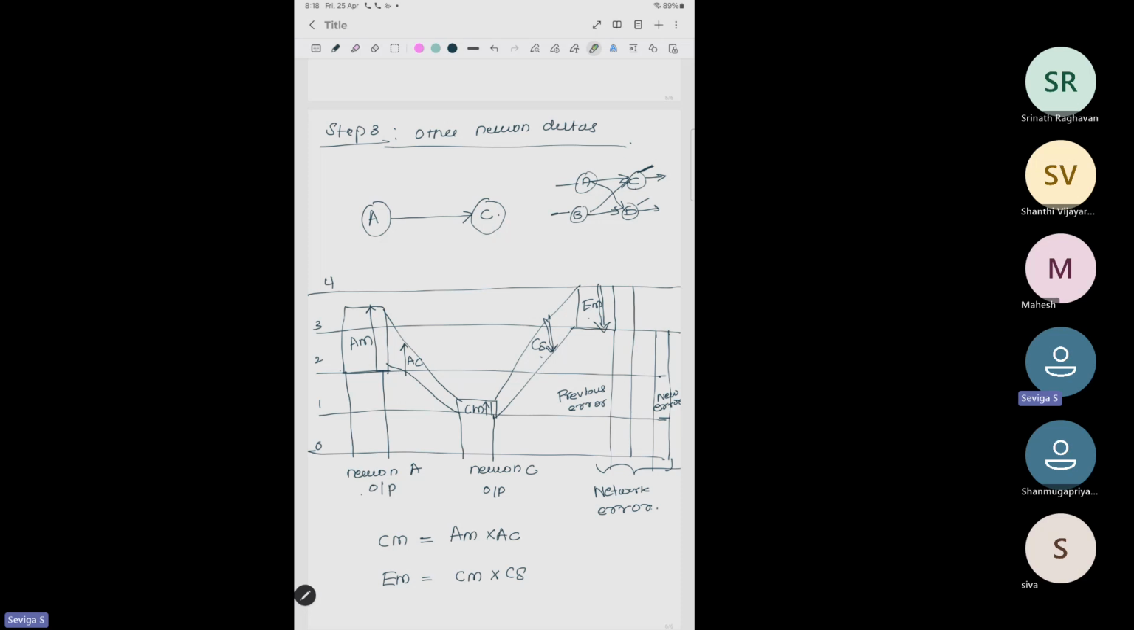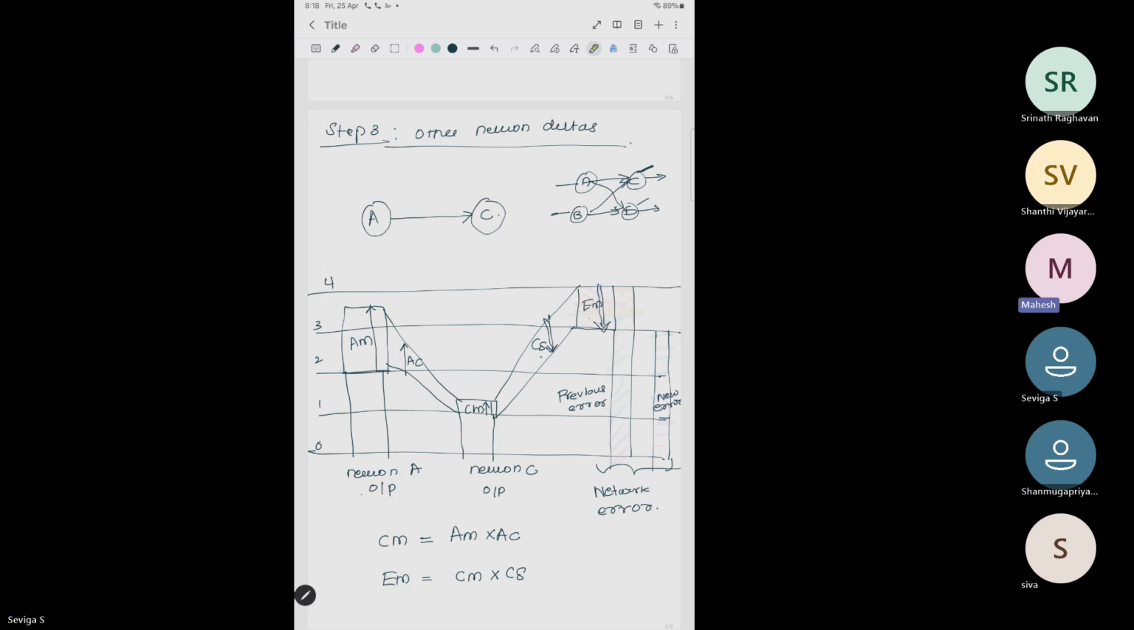Is the network error portion clear? Previously this was your previous error, and this is the change in the error. The change in the error is negative, so it gets subtracted and the new error is this much. Is it clear? Yes.